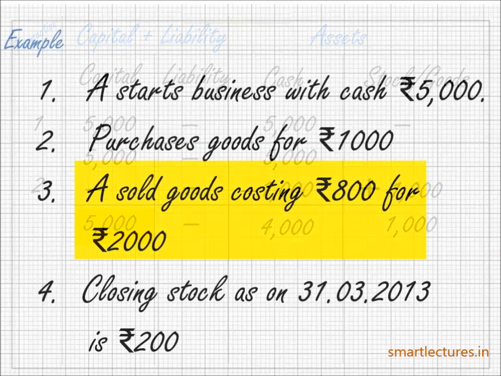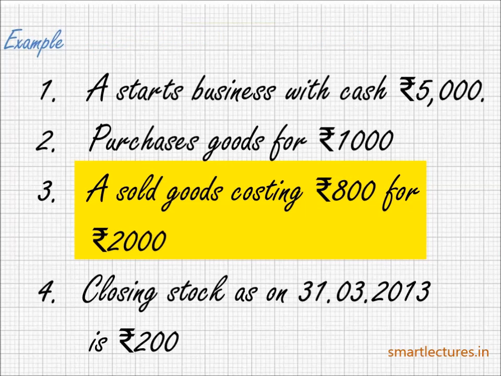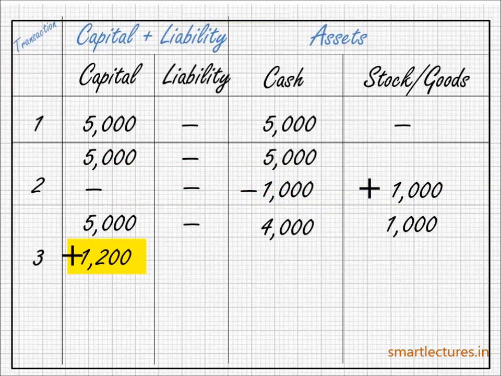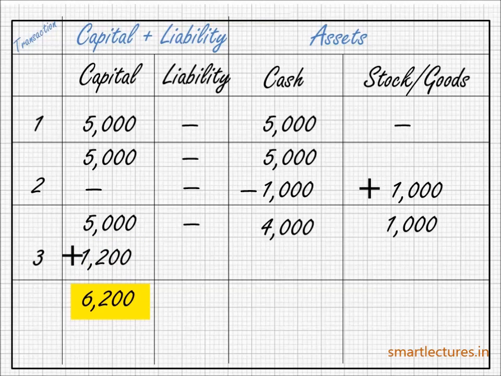The new transaction, sold goods costing rupees 800 for rupees 2,000. What does it mean? The firm found a customer and the goods costing rupees 800 were sold for rupees 2,000. It means the goods were sold at a profit of rupees 1,200. It means the firm has made a profit of rupees 1,200. You know, whenever there is profit in the firm, that profit is added to the capital. So the new capital will be 5,000 plus 1,200. That will be 6,200.